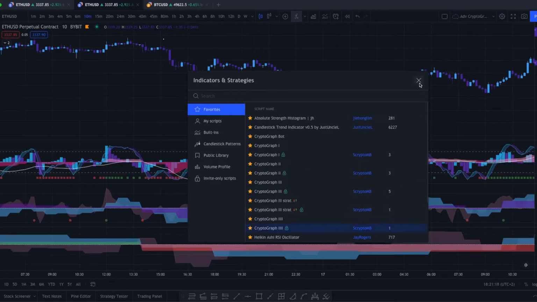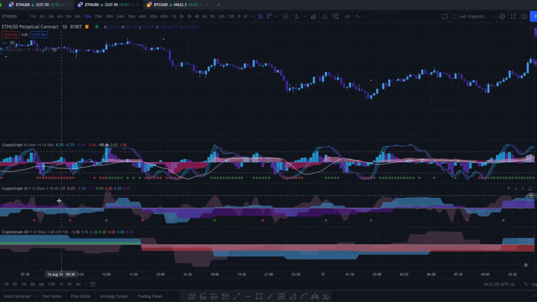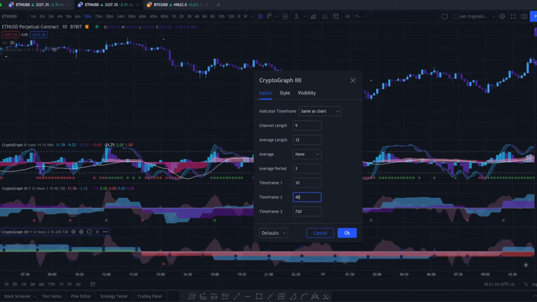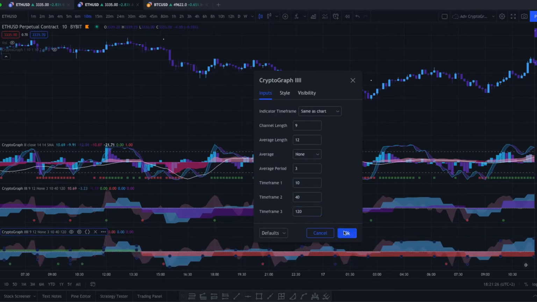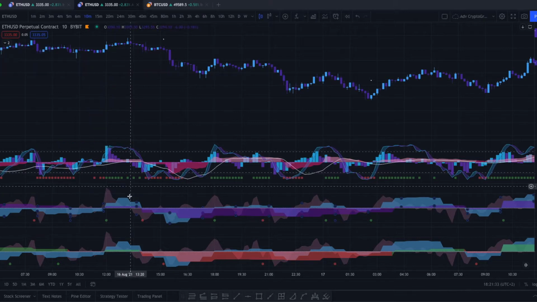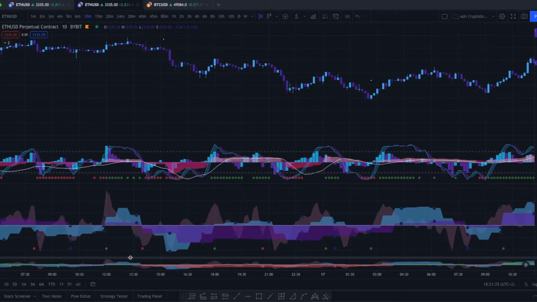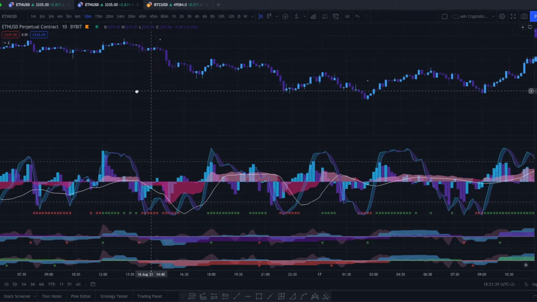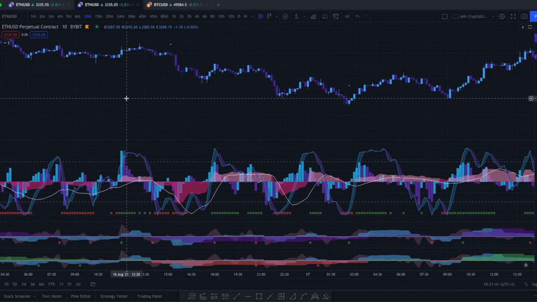First we want to make sure that all three inputs are the same. So right now we will be looking at a time frame combination of 10, 40, 120 minutes. It's the one I mainly use for my trades. We can make these quite a bit smaller because we don't really need to read them. We're just looking for the dots on those.